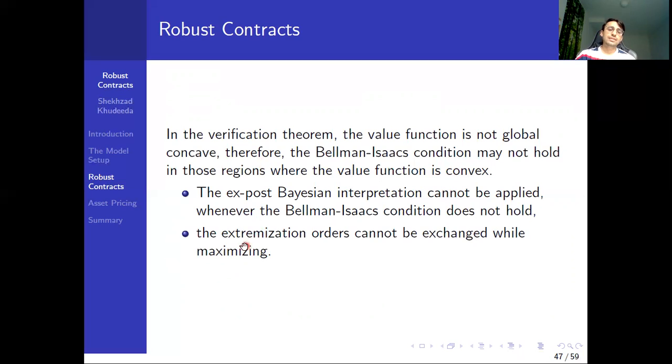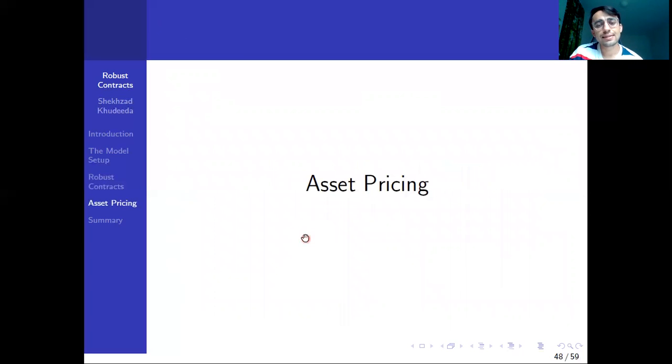What we mean by extremization order: when we had our first HJBI, we said that we have two possibilities, either solving with respect to H first or with respect to phi. Here we said that if we solve with respect to phi first, our solution to the ordinary differential equation will be infinity. Therefore, the extremization order cannot be changed. So, asset pricing.